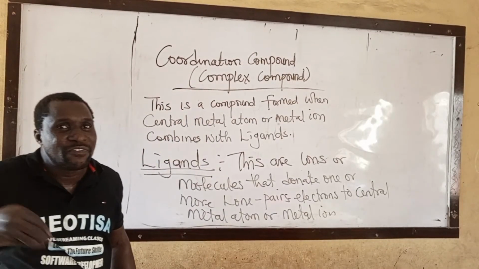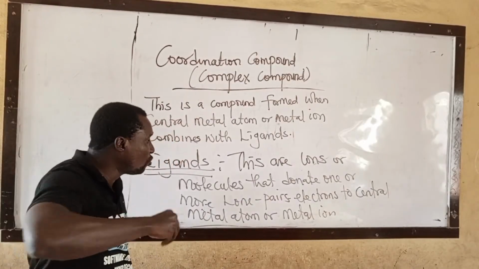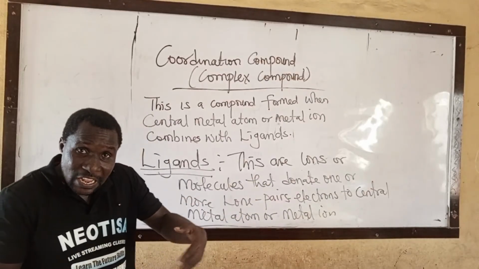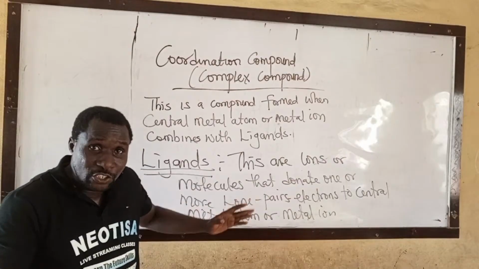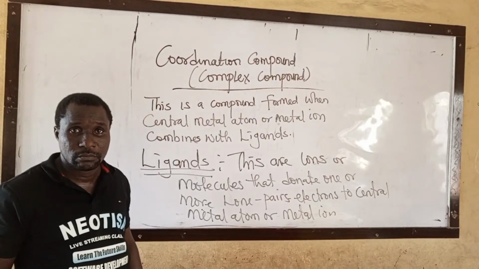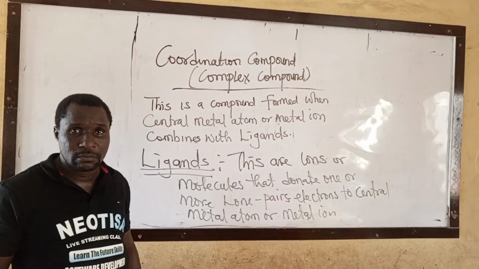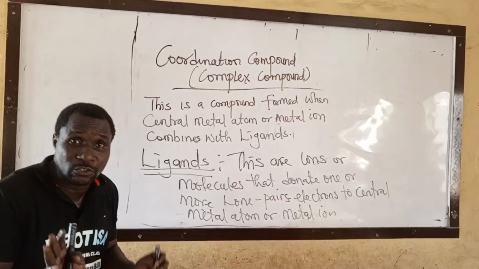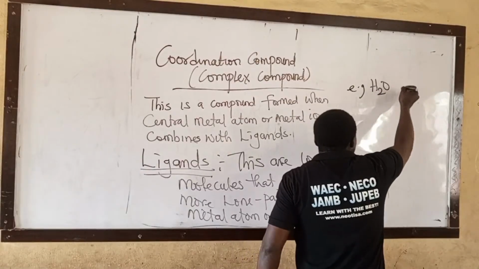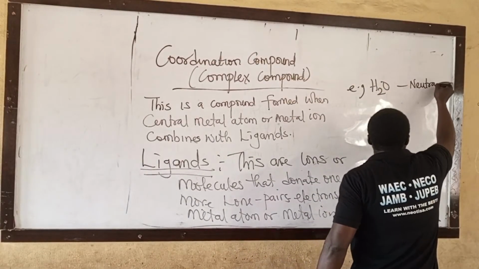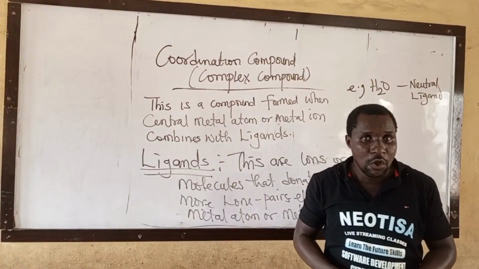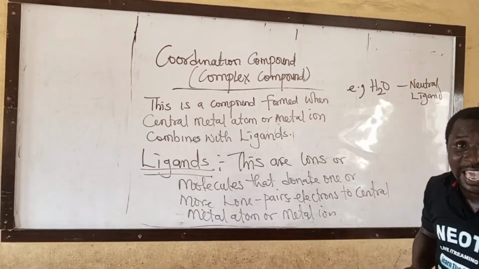Ligands have excess lone pair electrons to donate. They donate lone pair electrons to the central metal ion or central metal atom. That is a ligand. And what are the examples of ligand? Water is an example of a neutral ligand. Water has excess lone pair electrons.